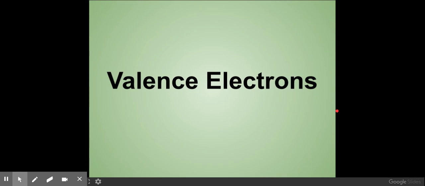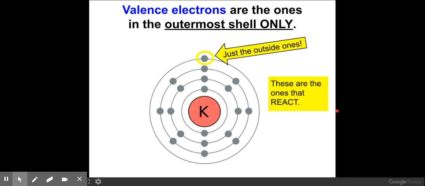Now, valence electrons are the electrons in the outermost shell only. So no matter how many shells there are, the ones on the outside, the outermost shell, are called valence electrons. And they're important because they are the ones that react, the electrons that do anything. The other ones just kind of hang out down there.